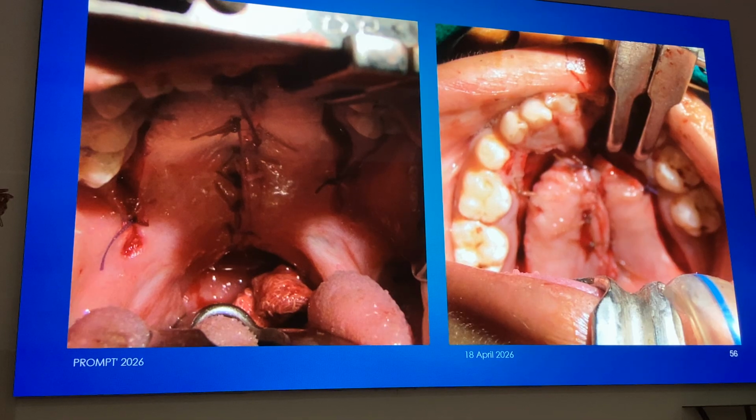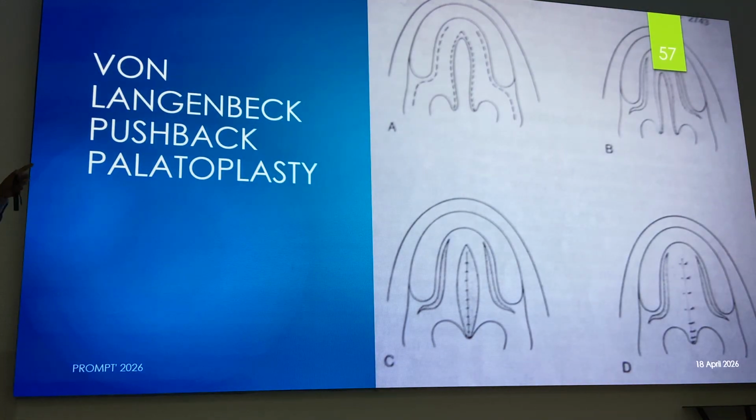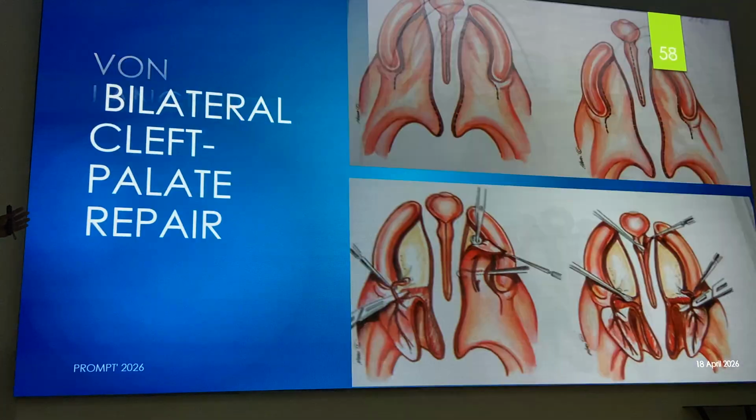This is the most popular procedure. Now, von Langenbeck's procedure: we have two lateral relaxing incisions. As you can see, there is a lateral raw area, but it does not connect, and the whole flap is not taken. This is for complete or partial clefts of the soft palate and hard palate.